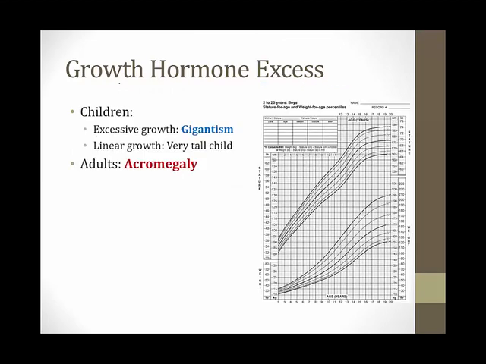Children who have growth hormone excess become enormous. They have excessive growth, and this is called gigantism. Importantly, they have excessive linear growth, especially of their bones, so this will result in a very tall child.